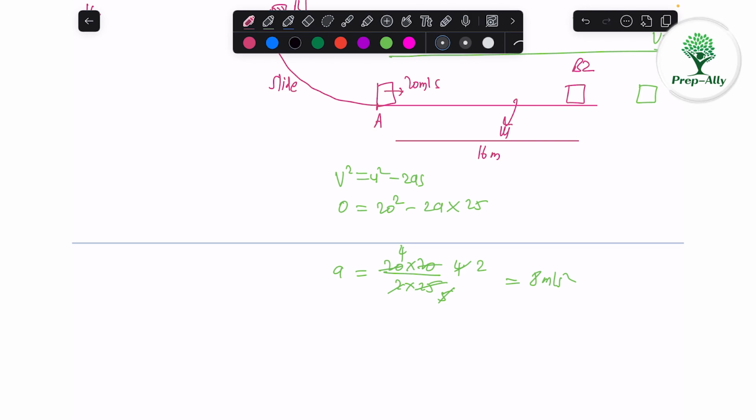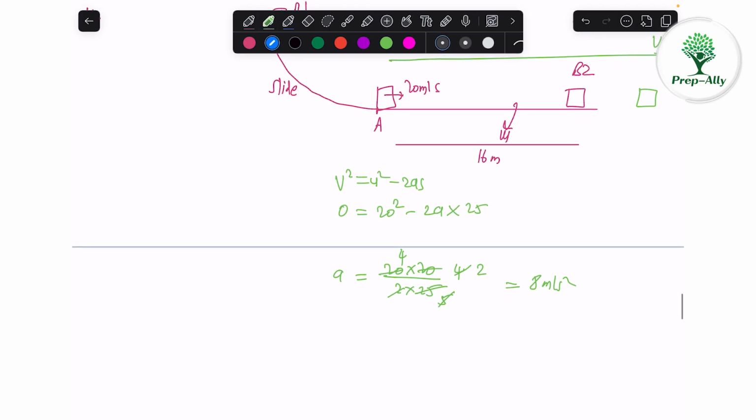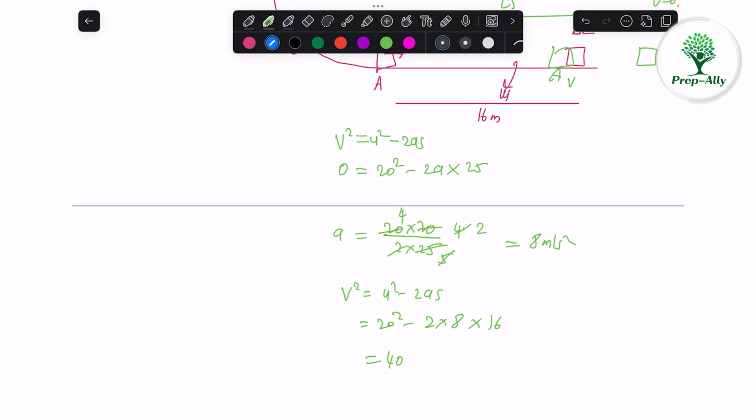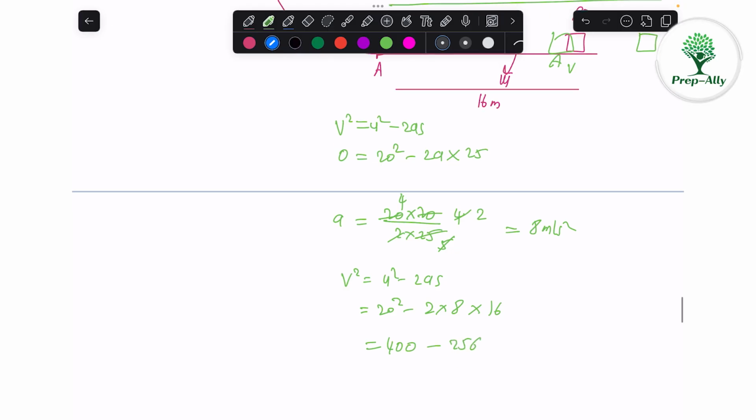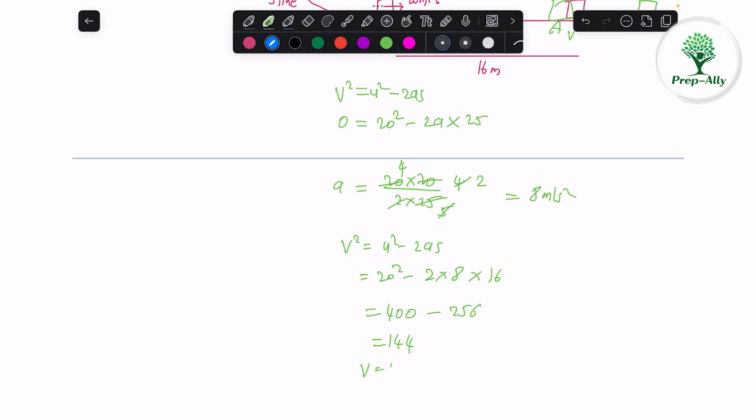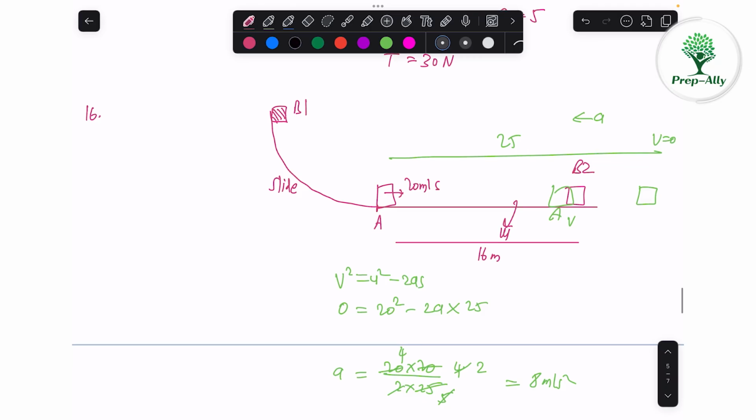Okay, now with what speed it will hit block 2, they are asking. So we got the acceleration. Now can we find the speed here of block A? When block A comes here, what is its speed? So can we just write v square is equal to u square minus 2as again. So v square is equal to 20 square minus 2 into acceleration 8 and the distance 16. So this is 400 minus 256, which is equal to 144. That means speed is 12 meters per second. So for question 16, 12 meter per second, that means option B is correct.